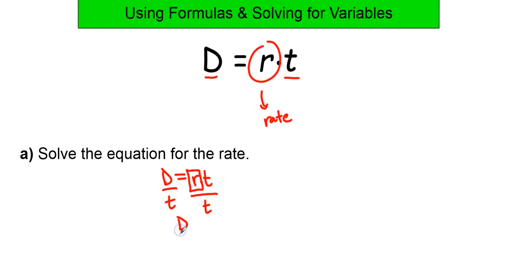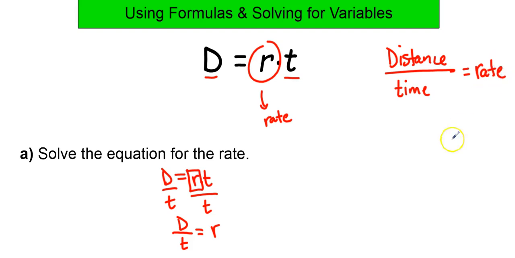If I take the distance and divide it by the amount of time that I spend traveling, that'll actually give me the rate, or it'll tell me how fast I'm traveling. So in other words, distance, how far I travel, divided by how long it takes me to travel that far, tells me how fast I'm going.